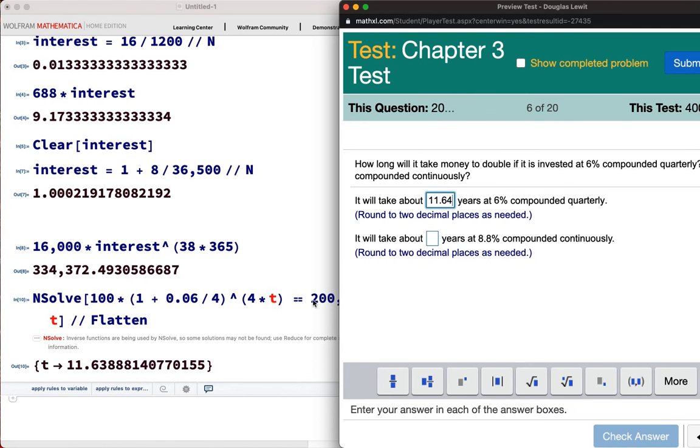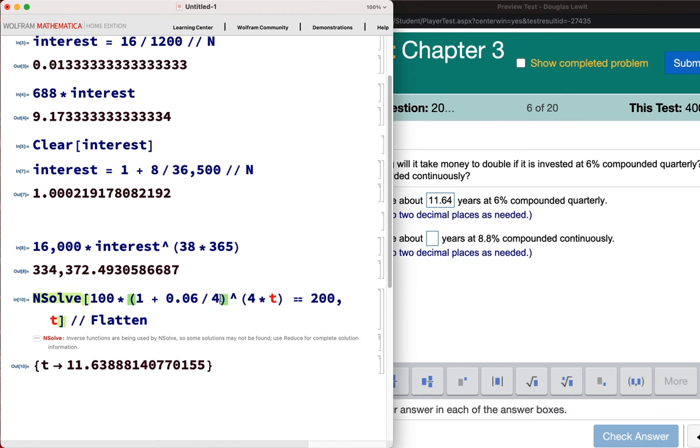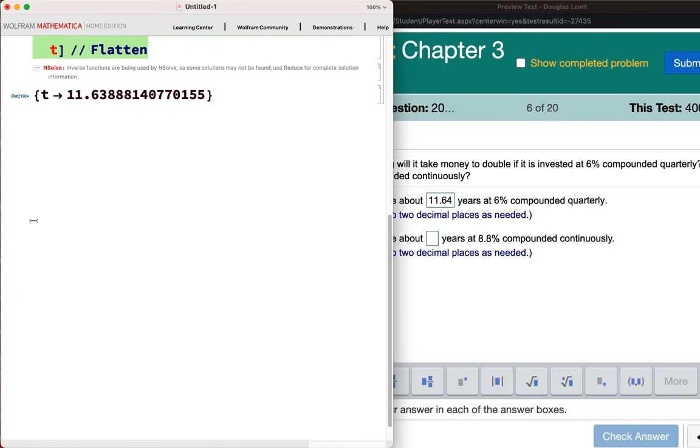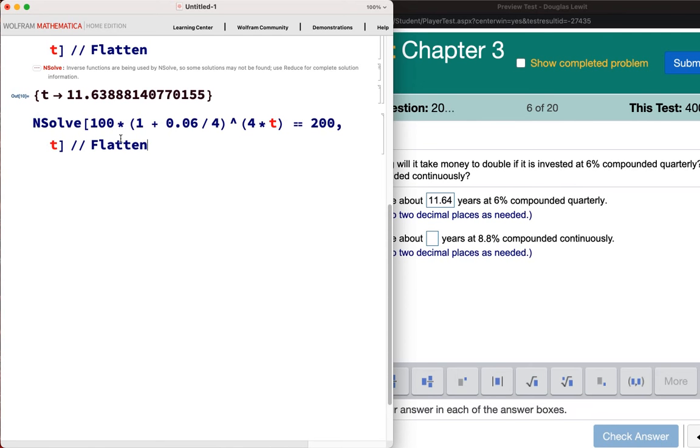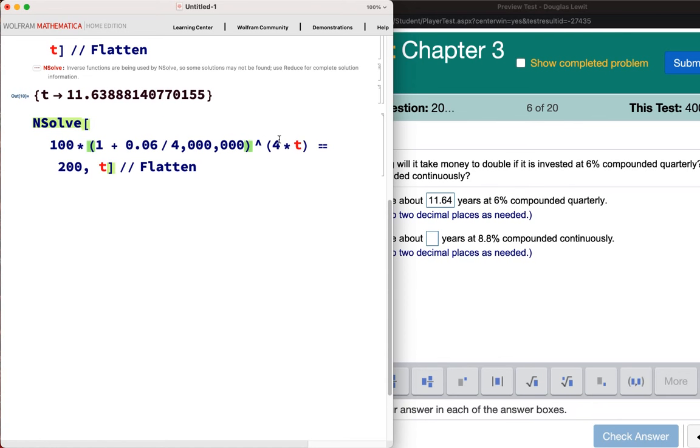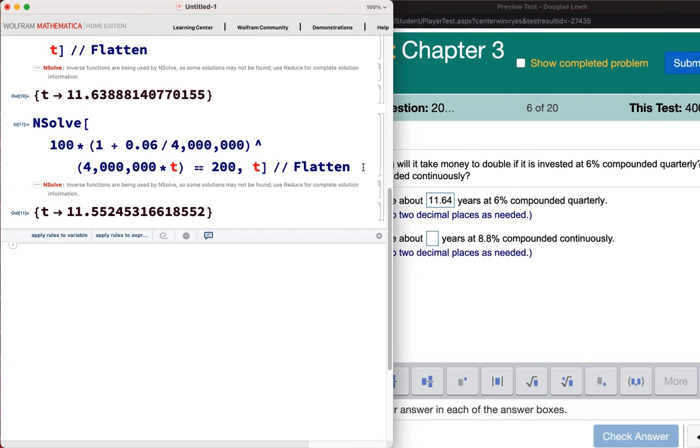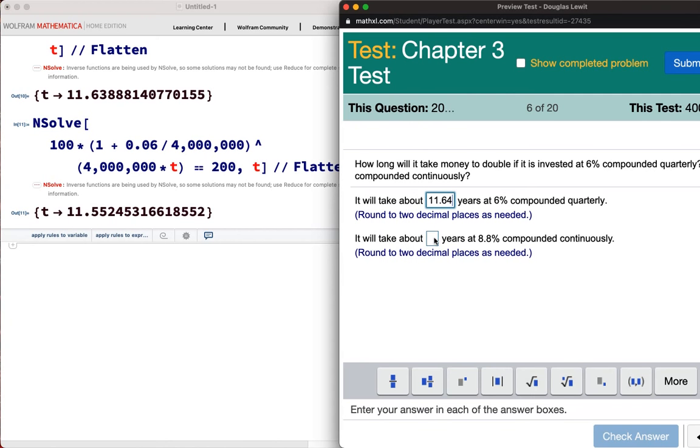Okay, so for continuous compounding, guys, this number here needs to be very, very big. So actually, all I'm going to do is simply copy and paste. Let's make this number really big. How about 4 million? And this number has to be the same, 4 million. And that's going to be, let's see, 11.55 years.